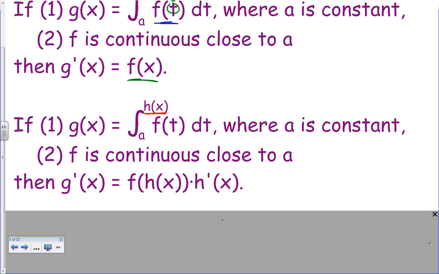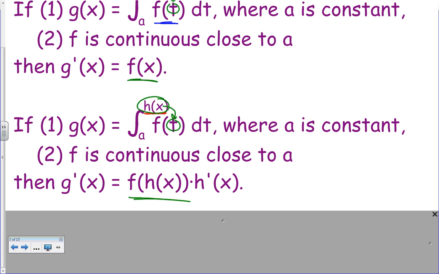The second condition is that f has to be continuous still close to a. And now the conclusion looks a little bit different because that upper bound is a little different. You can still see, though, in our conclusion we're substituting in, it says g prime of x is equal to f of h of x. So it still looks like this end result involves f of h of x, and what we've done is taken this upper bound h of x and substituted it into our function, replacing the t, to get f of h of x.